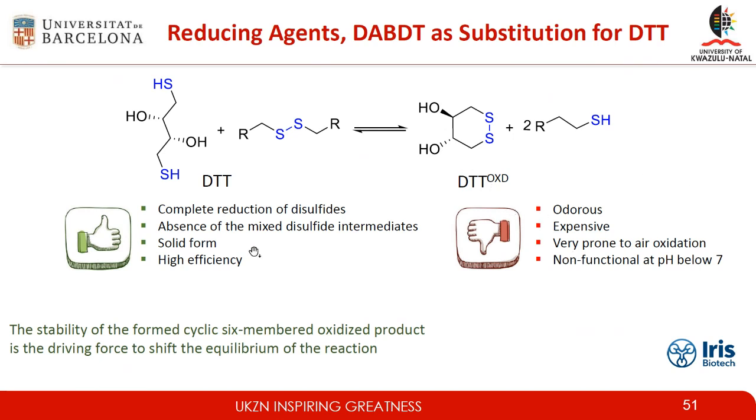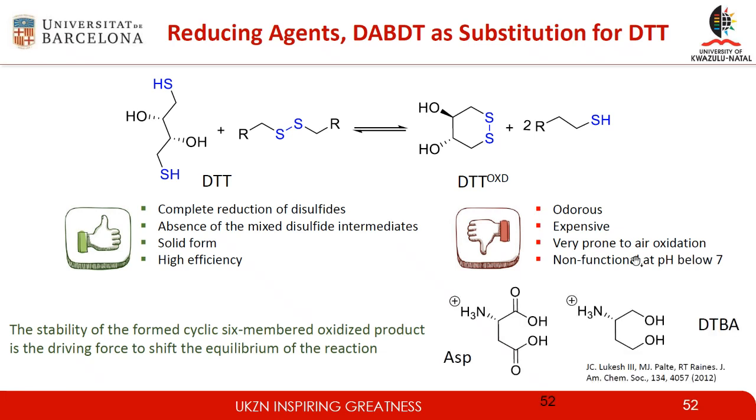The good thing about DDT is that in the reduction of the sulfides there are no mixed disulfide intermediates, because everything is converted to the 6-member ring, it is a solid, and it is highly efficient. Some drawbacks are the smell, it is very expensive, very prone to air oxidation, and we need at least pH 7 or slightly higher. This means the stability of this 6-member ring is the driving force to shift the equilibrium.